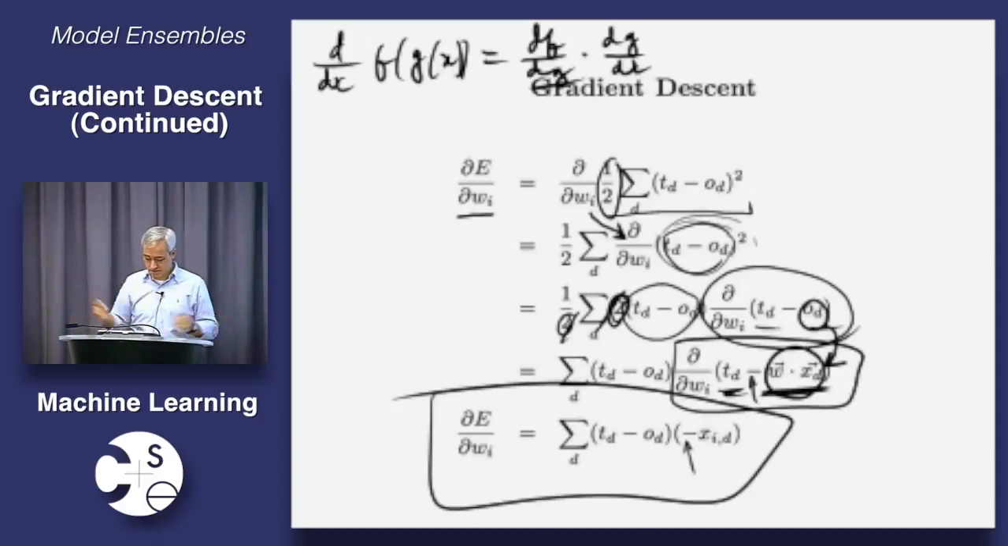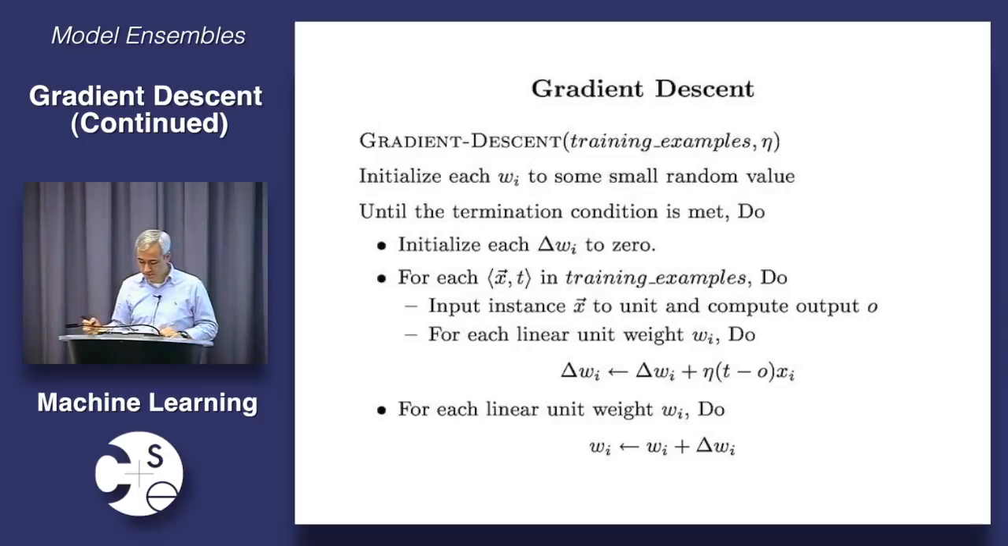And hey, this is our expression. That was easy, right? So what is the derivative of the error with respect to a weight? It's the sum over all the examples of the difference between the target value for the example and the output of the perceptron in the example, times minus the value of the corresponding feature in the example. Simple enough. And this is how we're going to train perceptrons using gradient descent. So we're going to do the same general type of idea.